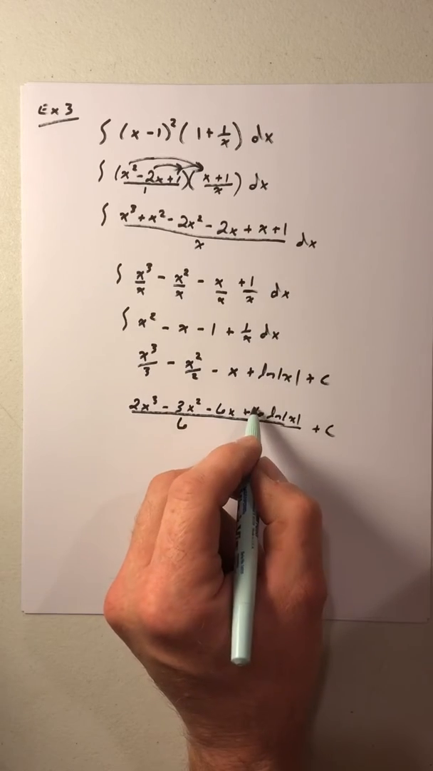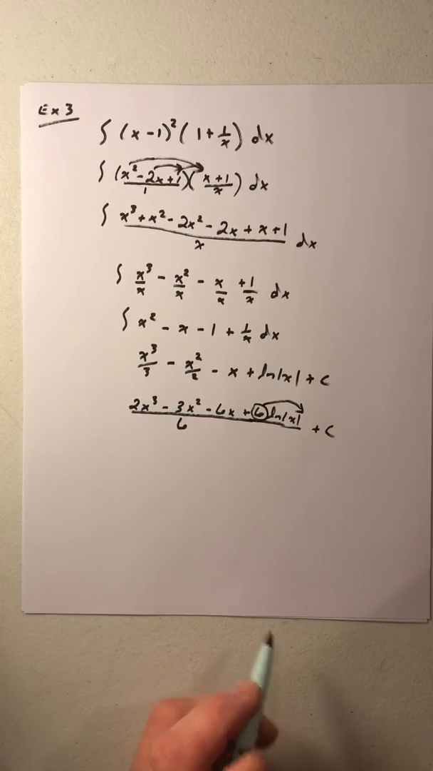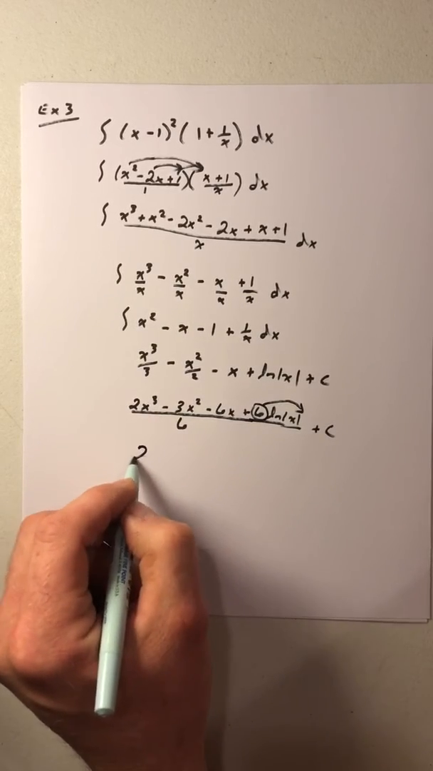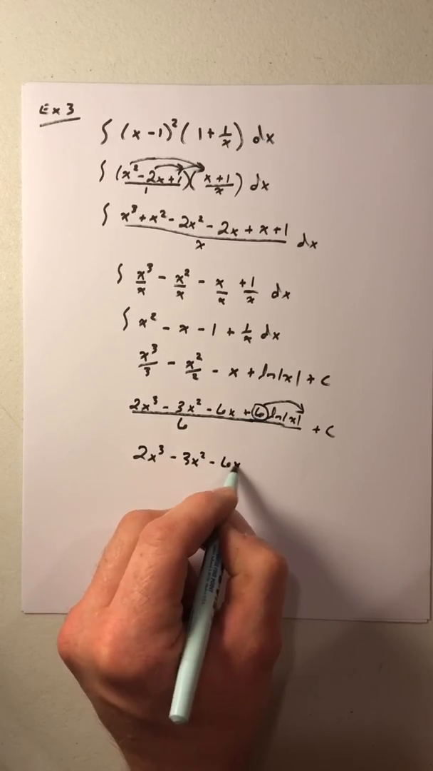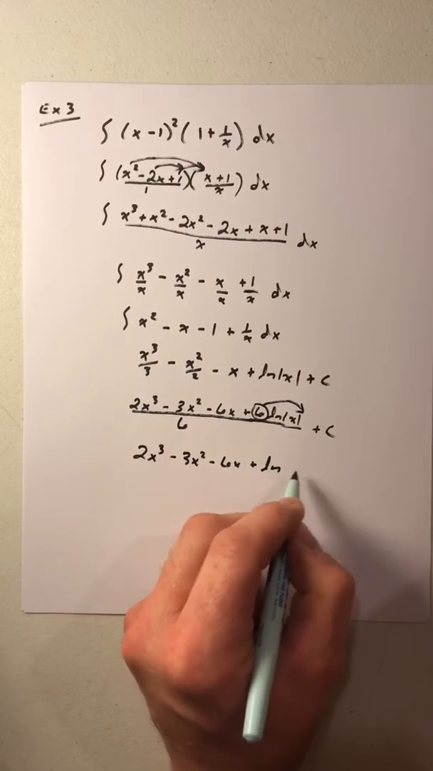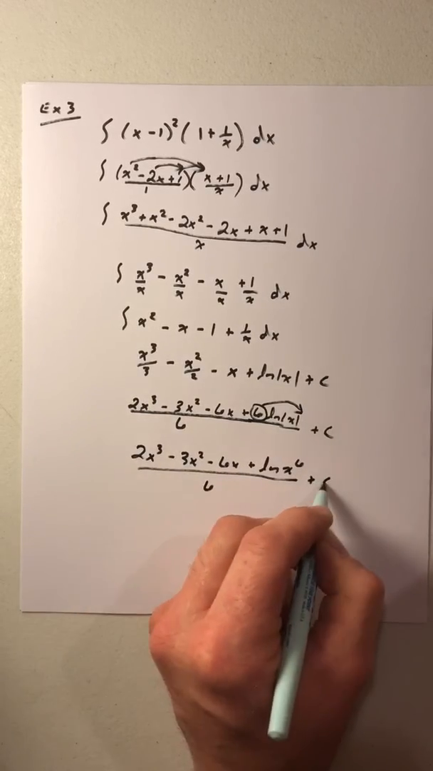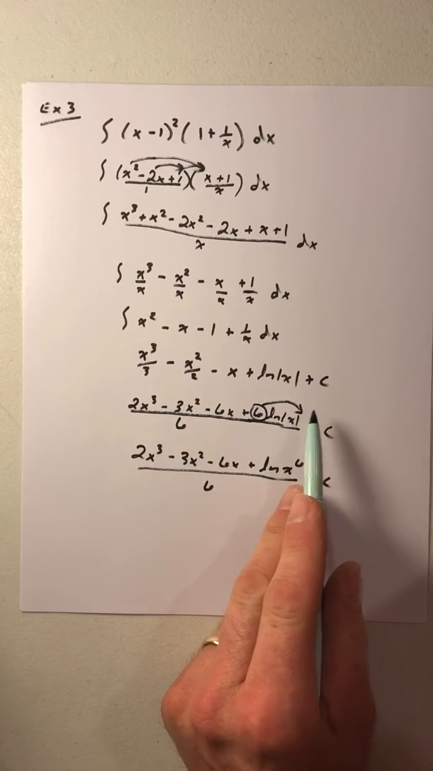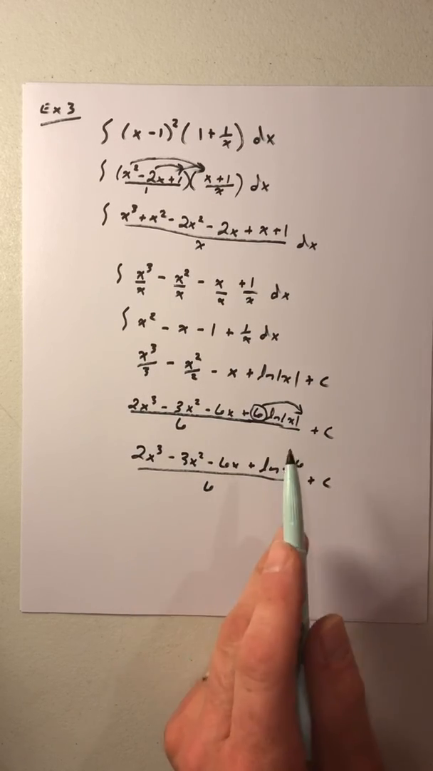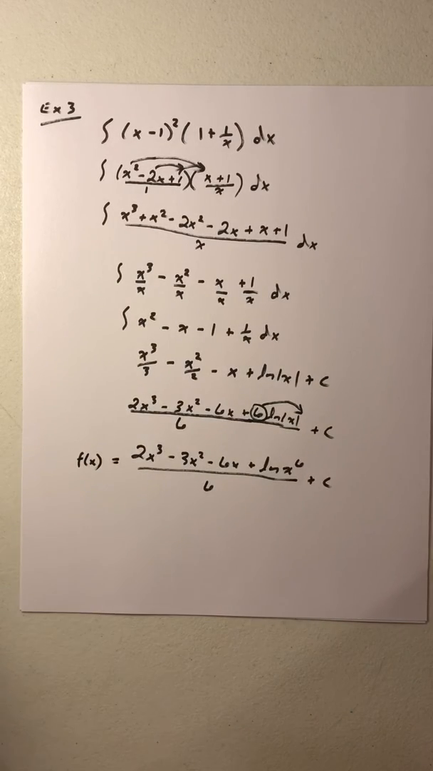Now, the only other thing that we could again see is that 6 come up to our exponent. So we have 2x to the third minus 3x squared minus 6x plus the natural log of x to the 6th all over 6 plus c. Remembering again, if I take the absolute value of x to the 6th power, that's always going to give me a positive value. And there, my friends, is f of x. Happy integration.